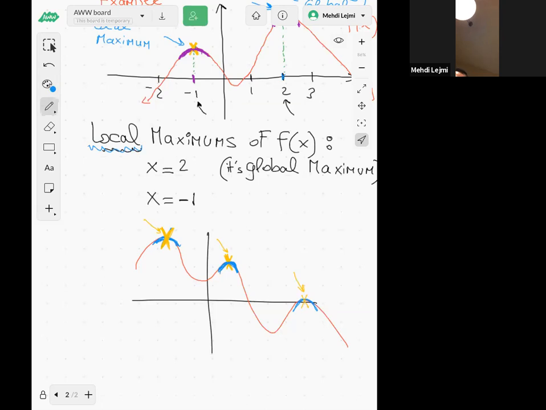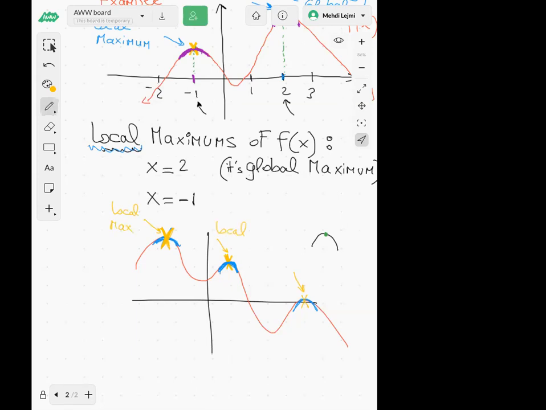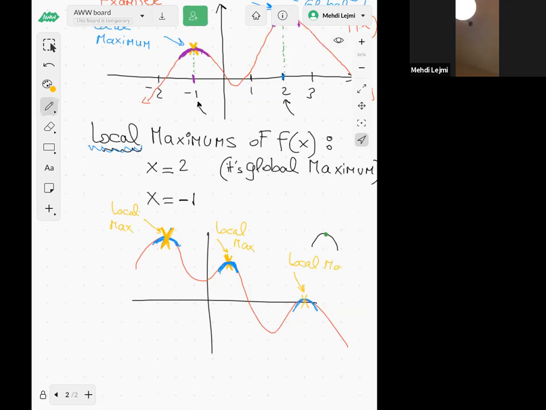So whenever I have a local maximum, it's going to look like a parabola, and the vertex of the parabola, the highest point of the parabola, will be your local maximum. So all these three points are local maxima. This is a local maximum, this is a local maximum, this is also a local maximum, and same for this one.